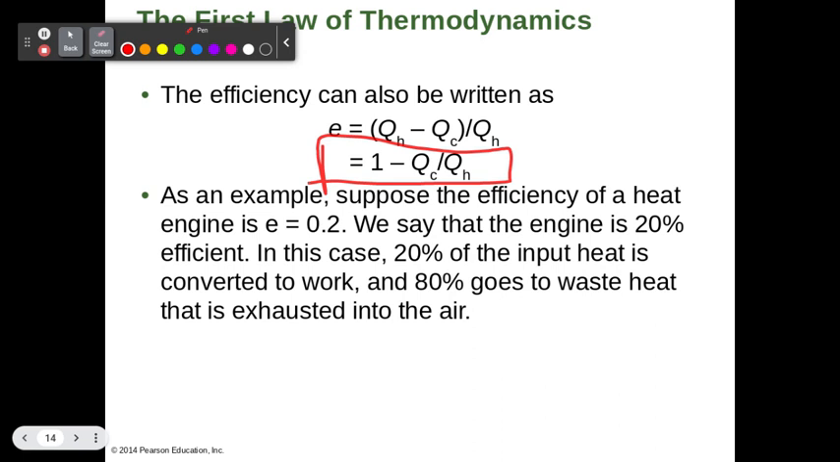Okay, so suppose an engine is 20% efficient. That means that 20% of that heat energy that is inputted is converted to work. The rest of it goes to waste as exhaust. Okay, and so that's what it means by being 20% efficient.